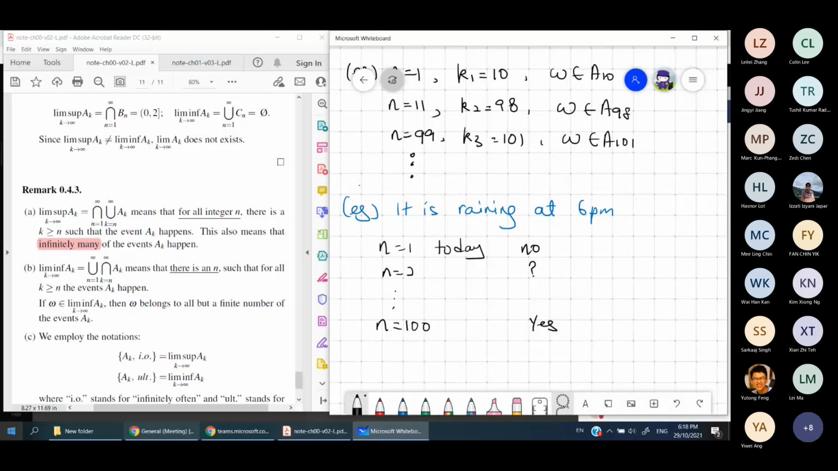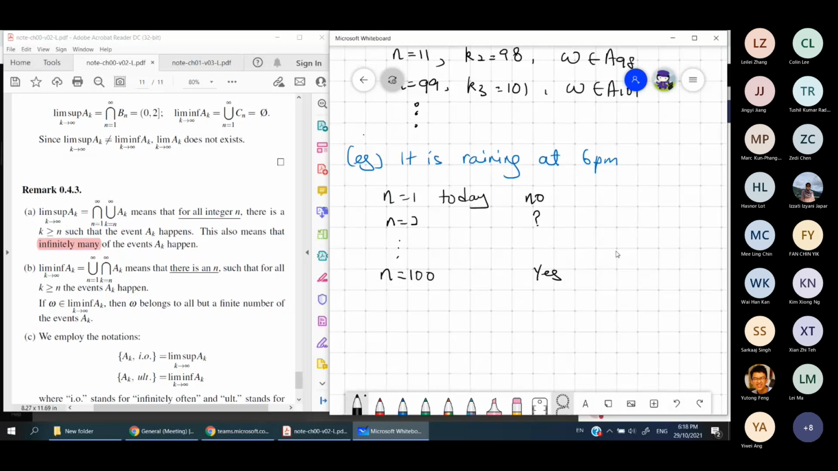And also, it's not going to stop because there's not only 1 day. So for sure, I don't know when, maybe some other days, let's say 1,000, at least, I don't know, it will be raining at 6 p.m. I'm not sure what it is. And this process will never stop. This is the one.